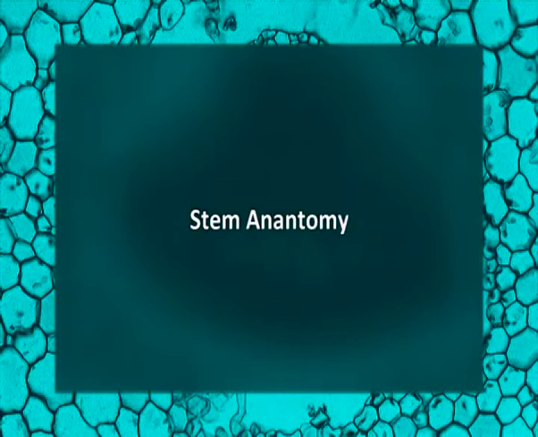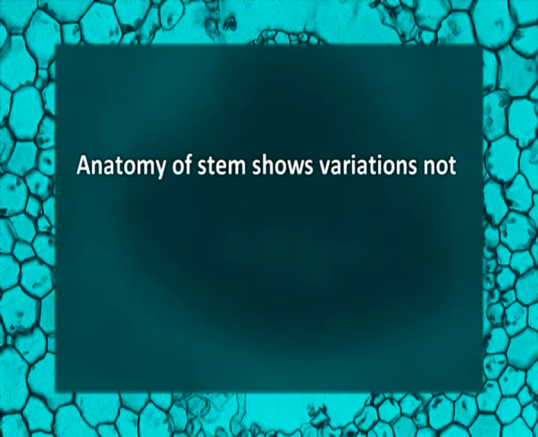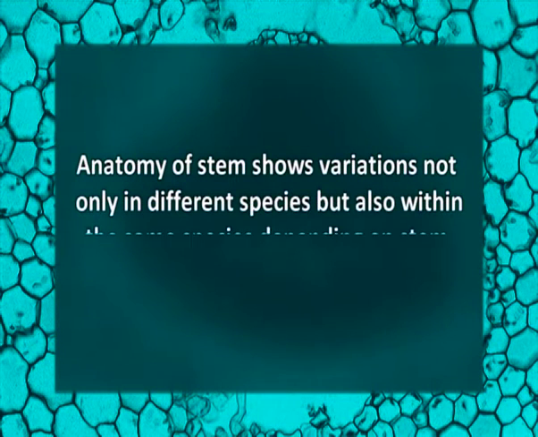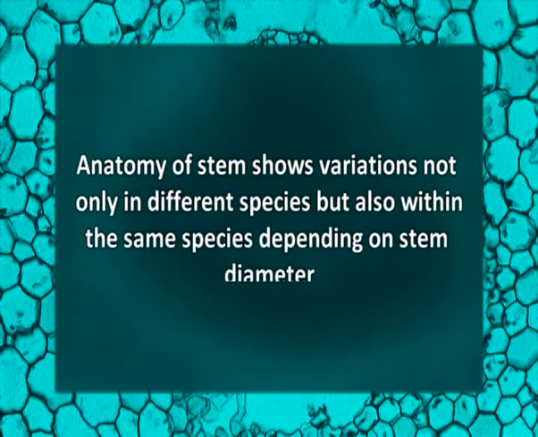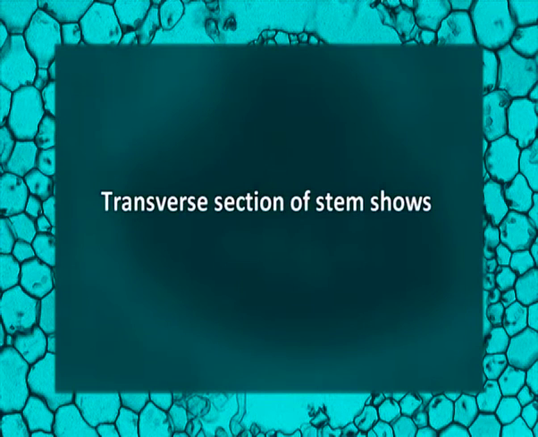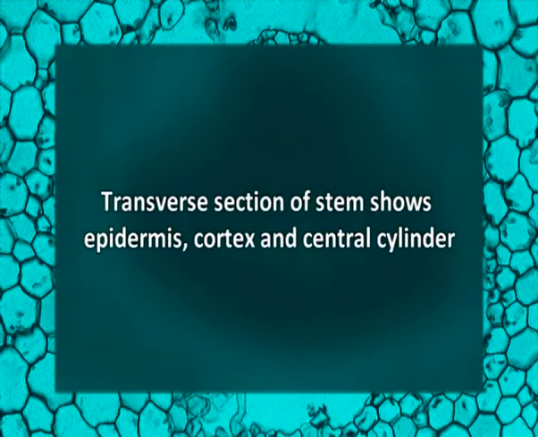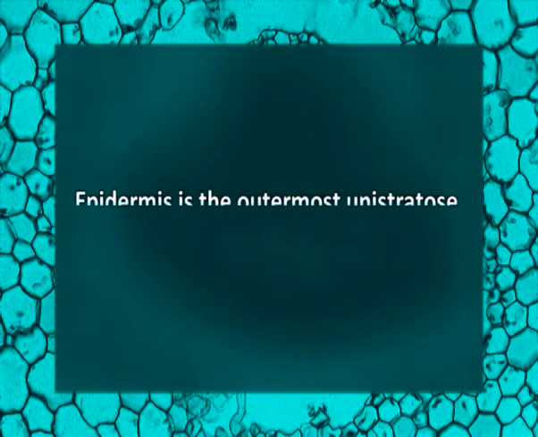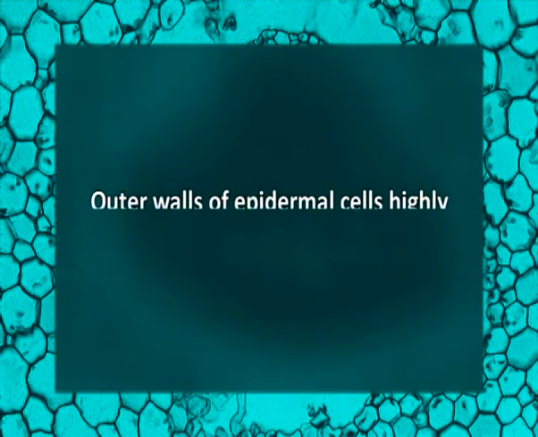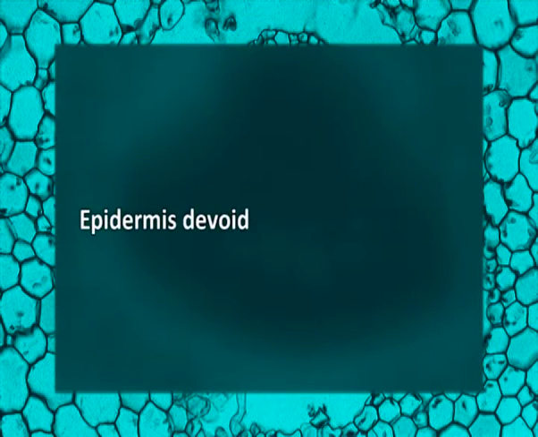Stem. The anatomy of the stem shows variations not only in different species but also within the same species depending on the stem diameter. A transverse section of the stem shows epidermis, cortex, and central cylinder. The epidermis is the outermost unistratous layer. The outer walls of the epidermal cells are highly cutinized.